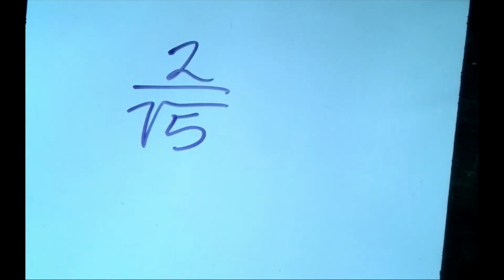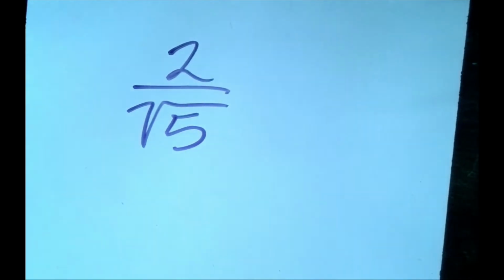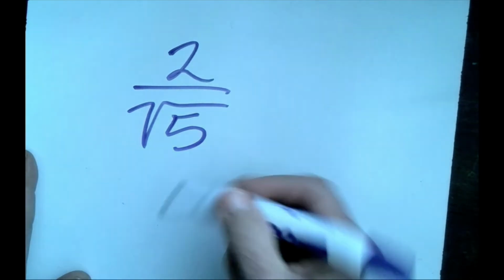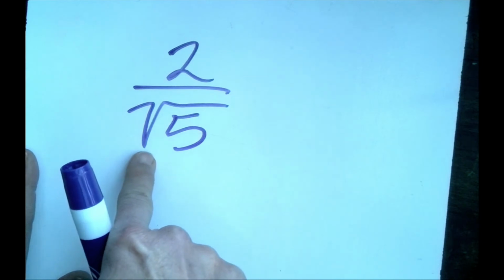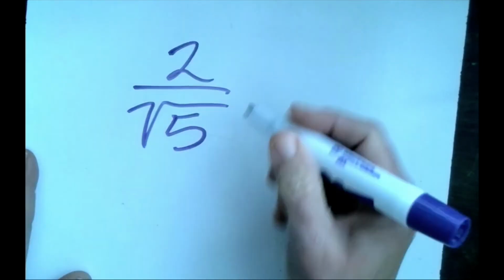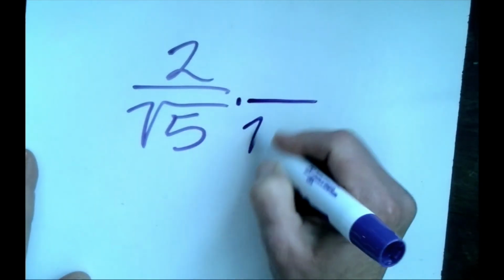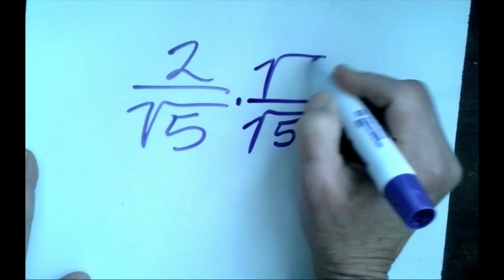Okay, so when we simplify radical expressions, we never want to keep a radical symbol in the denominator. That is just one of those rules. So the way that we get rid of it is by a process called rationalizing the denominator. And the way we do that is we need to get rid of the radical in the denominator. So we can multiply this expression by a form of 1 that would include a radical.